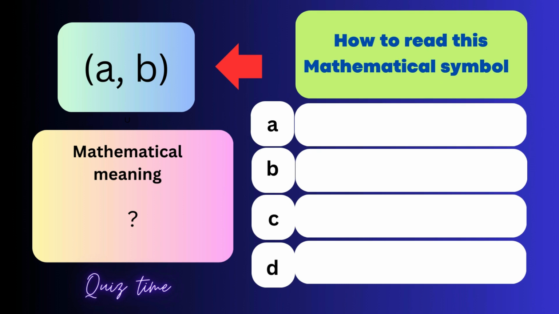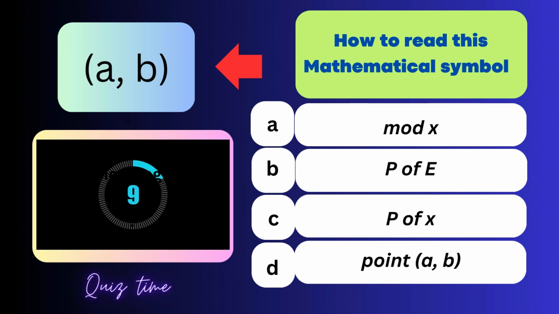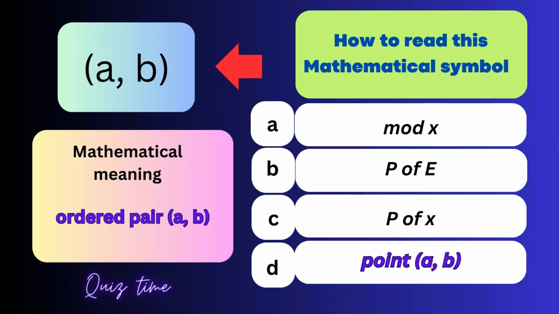How to read this mathematical symbol? A. Mod x. B. P of e. C. P of x. D. Point A, B. The answer is D. Point A, B.